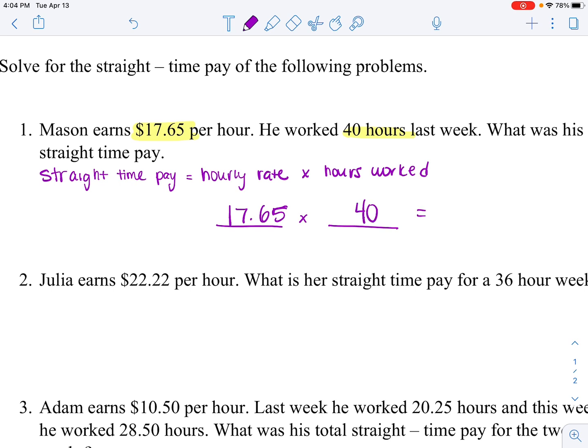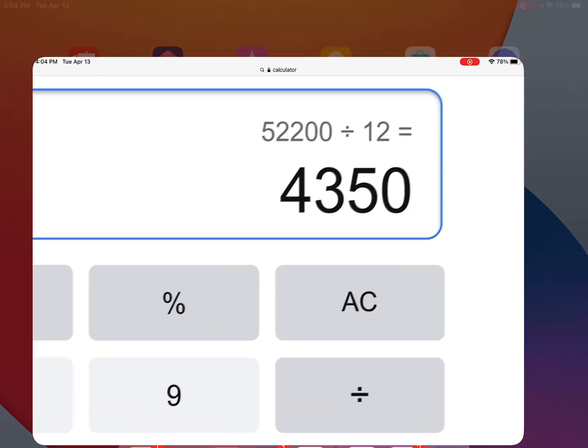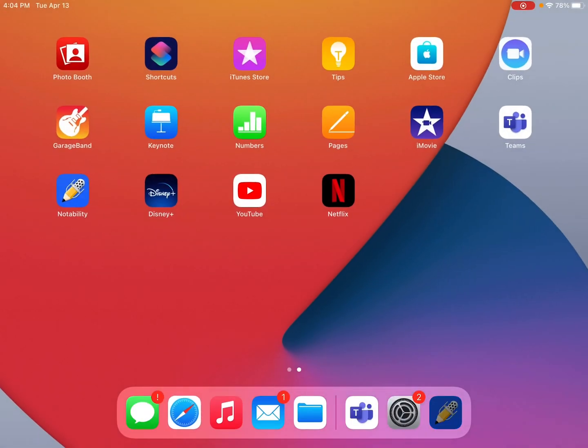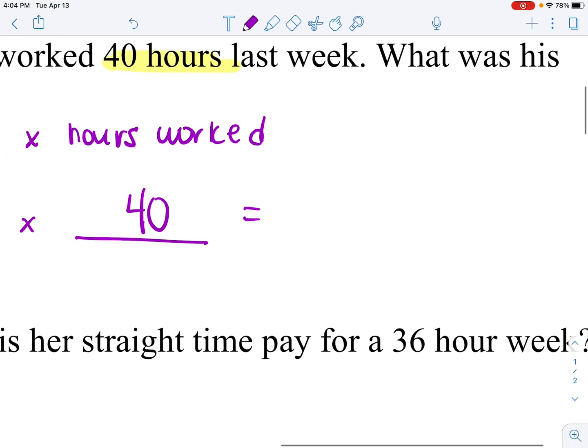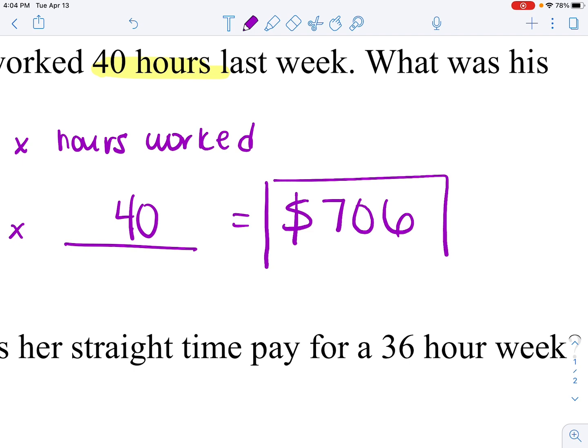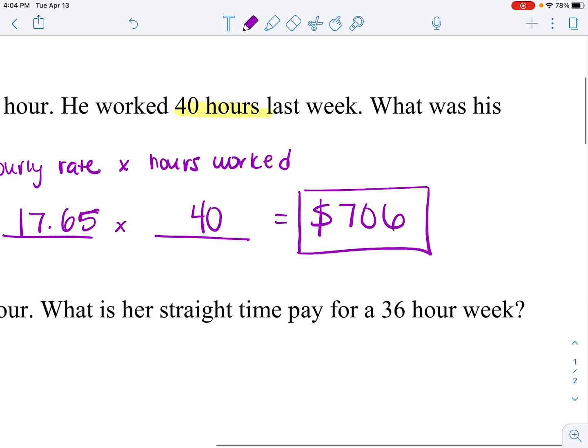So now that we have the numbers, we can obviously use our calculator to solve this. Let me just pull up the calculator real quick. Okay, so the first number we had was $17.65, and we're multiplying that by 40. So our final answer is 706. And just make sure, because this is a payment, this is how much this person is getting paid, we need to make sure we put a dollar sign in front of it. So it's $706. That's it. Simple as that.